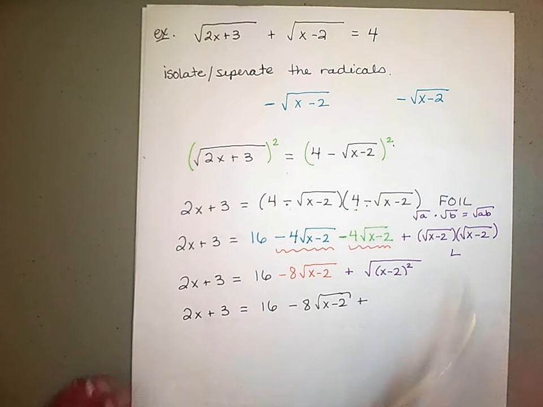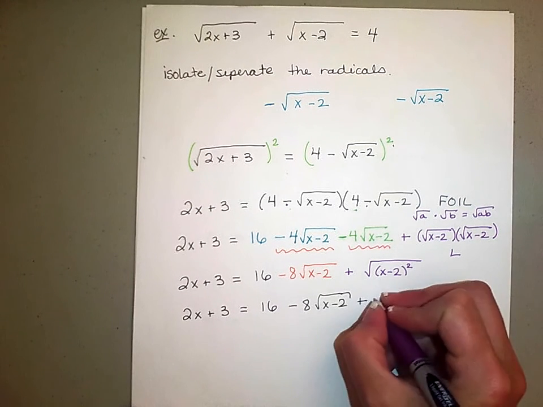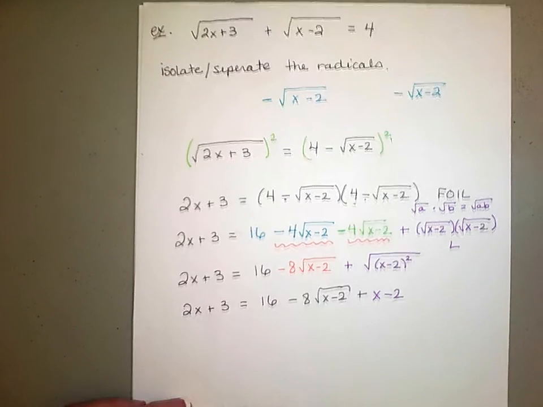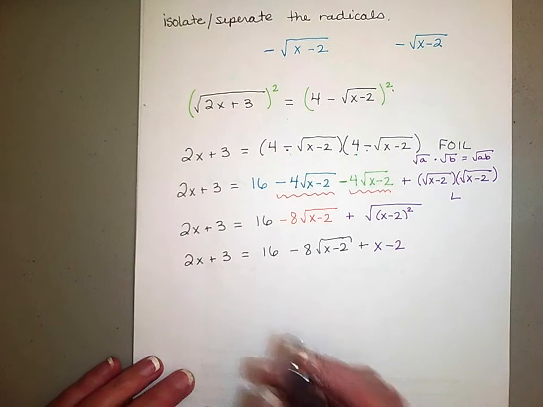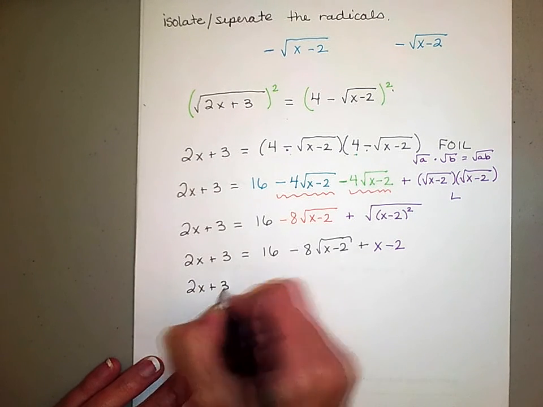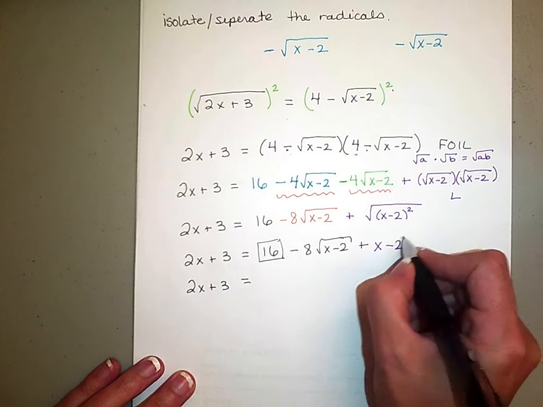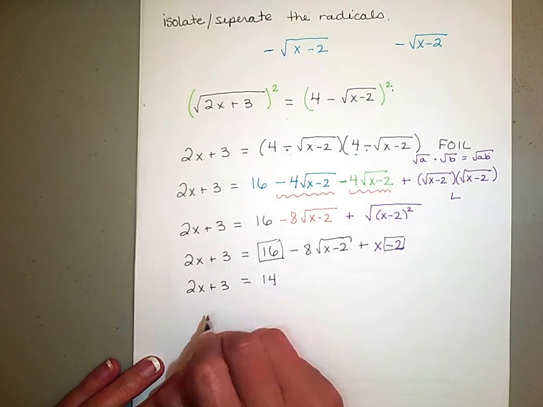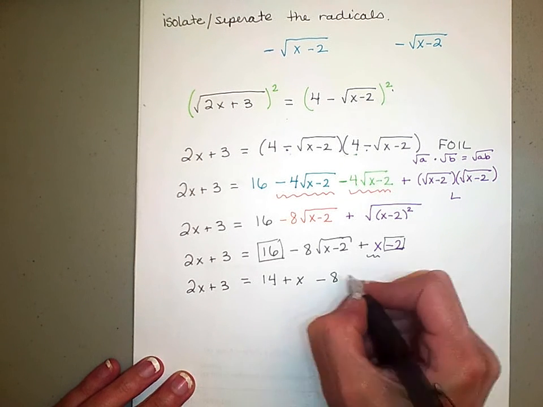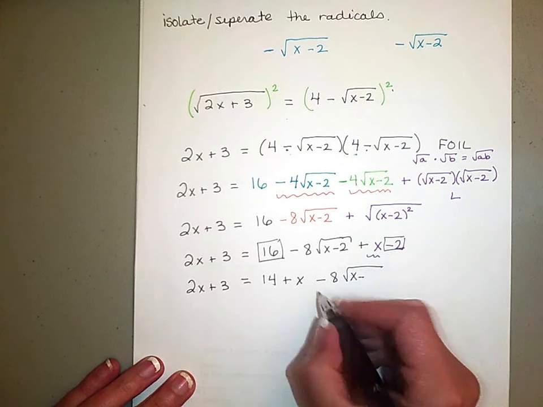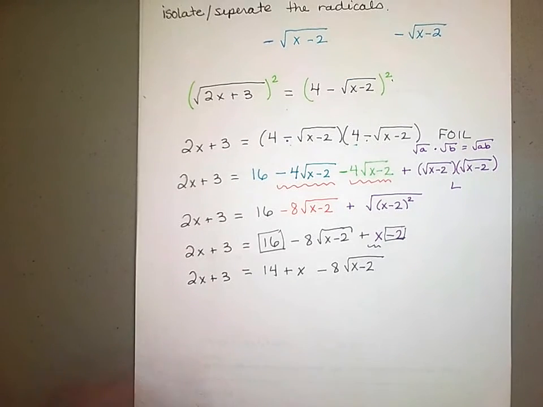Because, again, the square root and the squaring will undo each other, and I'll just be left with x minus 2 on this side. Alright, let's try and combine like terms and simplify this. Okay, so we have 2x plus 3, here's a 16, minus 2 is 14, then I still have this plus x, and then minus 8 times the square root of x minus 2.